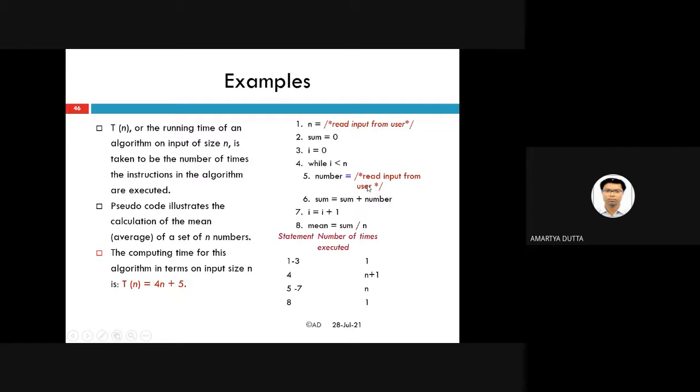Okay, so what will be the complexity for this small algorithm? This is the algorithm. Algorithm is independent of any platform, any programming language. You can implement it in C, C++, Java, Python. So what will be the time complexity in terms of your input size? We are mainly concerned about the time complexity. So what will be the time complexity?